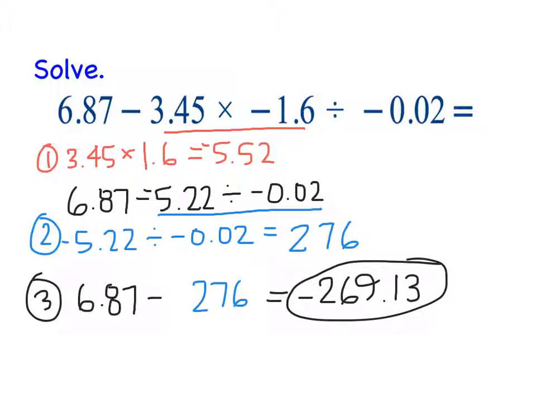All right, so here's my evidence. My first step was computing the multiplication here in the middle. My second step was taking that result and dividing it by the negative 0.2. And then my third result, finally, was computing the subtraction with my final result being negative 269.13.